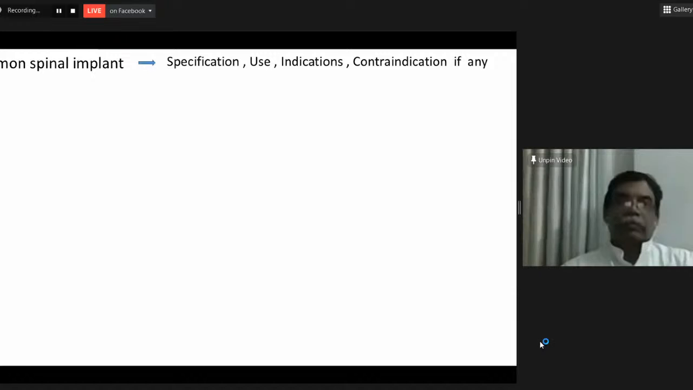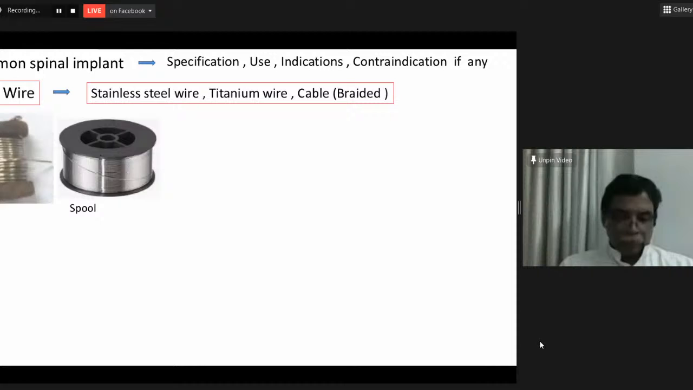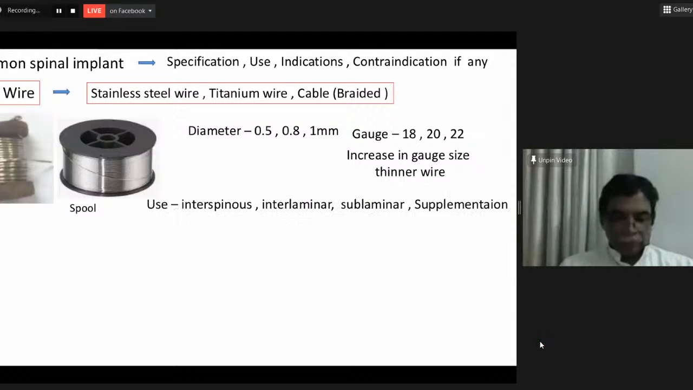For common spinal implants, we must know the specification, the use, the indications, and more importantly, the contraindications. So wire may be stainless steel wire, titanium wire, or a braided cable. Here you can see the steel wire. It comes in a spool and you can cut according to need. The diameter might vary from 0.5 mm to 1 mm, and sometimes it is labeled in the form of gauge, so it may be 18 to 22. With an increase in gauge size, the wire is thinner.